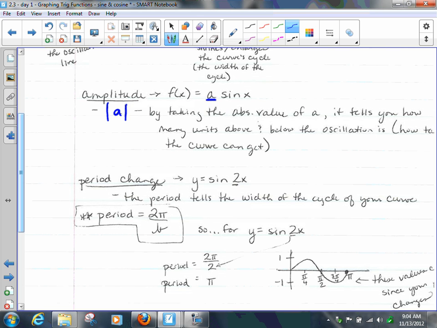Now, let's look at period change. We're going to look at both of these today. Period change is this number right here, okay? The period tells the width of the cycle of your curve, and you need to make sure you put a box around this. Highlight it. The period is always 2 pi divided by that coefficient. Always.